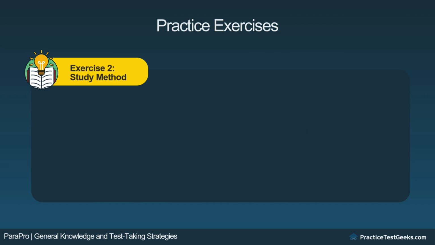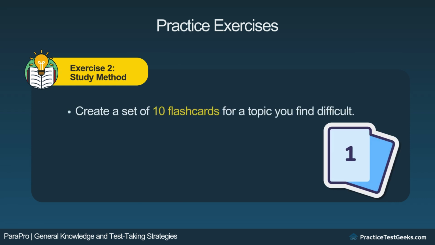Exercise 2. Active study method. Create a set of 10 flashcards for a topic you find difficult. Each flashcard should have a question on one side and the answer on the other. Use these flashcards for self-quizzing throughout the week.